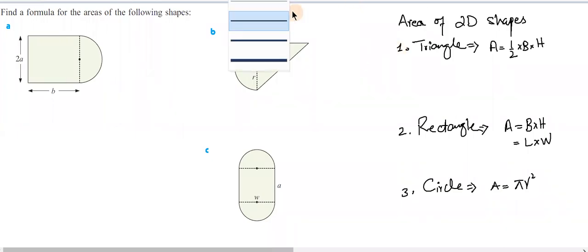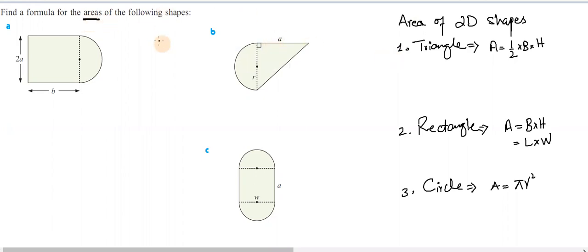Hello everyone, in this very short video we are going to discuss areas of simple 2D shapes. Of course these are called compound shapes because they are made up of more than one simpler shape. The shapes that we are going to use here are triangle, rectangle and a circle.